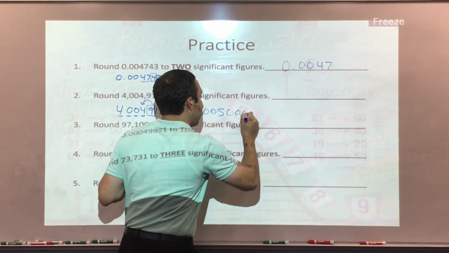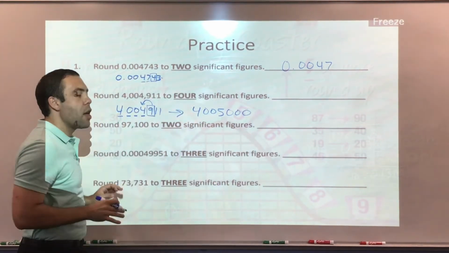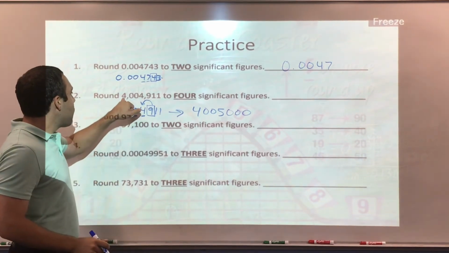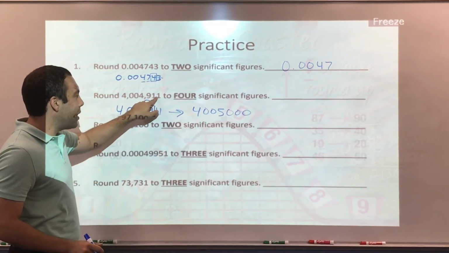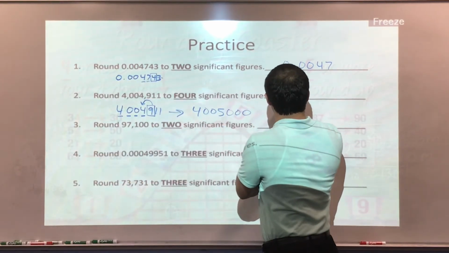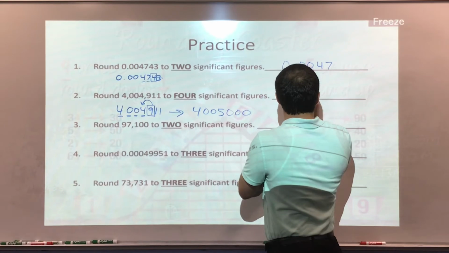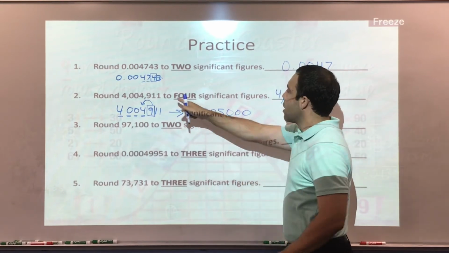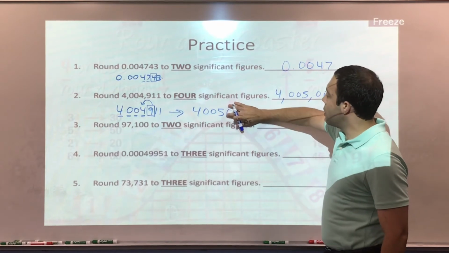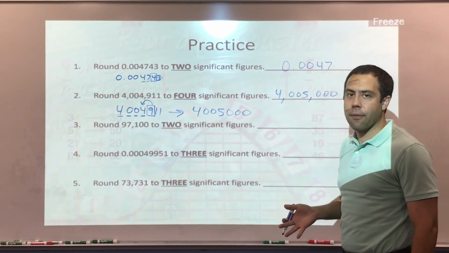1, 2, 3. They're placeholder zeros, which makes sense. 4,004,911 does round to 4,005,000. These two numbers are close. This number is not close to 4,005.